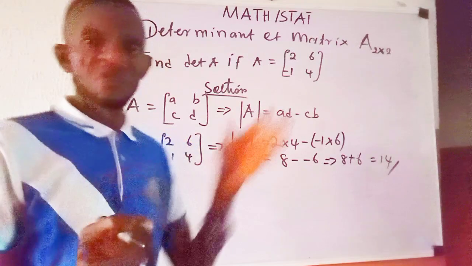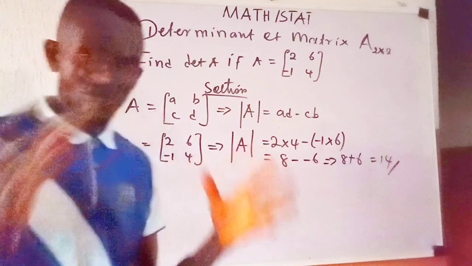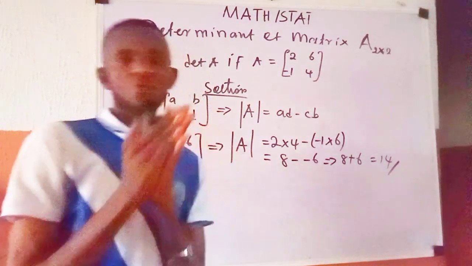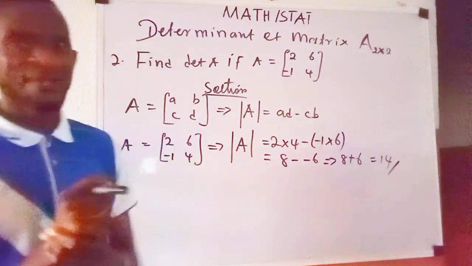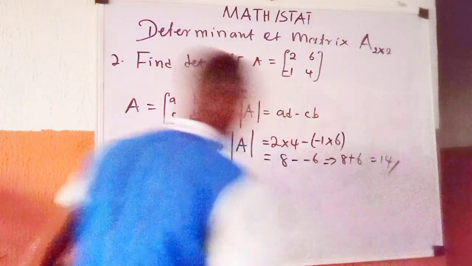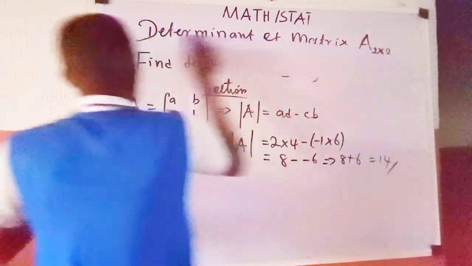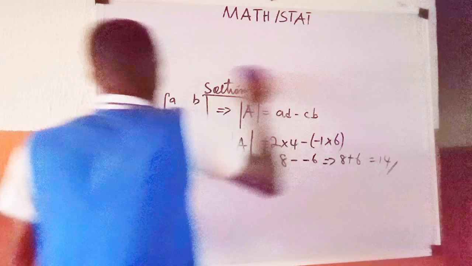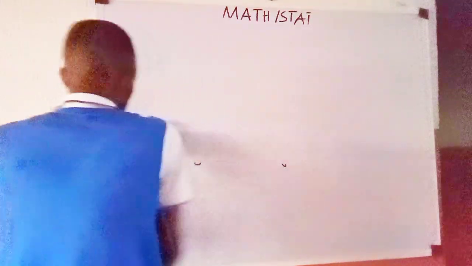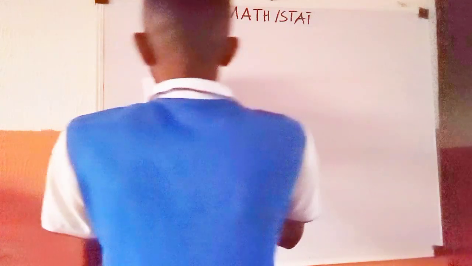Okay? Without wasting much of your time, permit me to clean the board. Let us draw up another question. Let us solve as many problems or questions as possible so as to establish your understanding around the determinant of a matrix, especially as it concerns 2 by 2 matrix. Okay, this question says, and I write. I'll be fast.